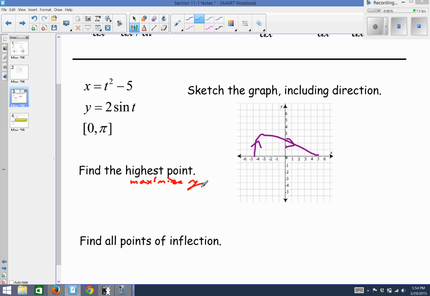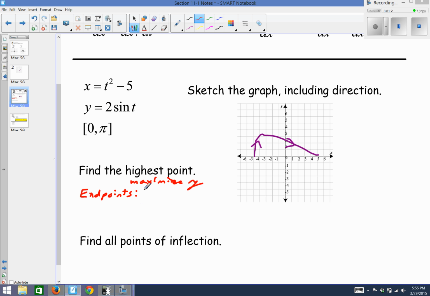If I wanted to find the furthest right point, that would be maximizing x, so I would use dx dt. If we're finding the furthest left point, that'd be minimizing x, still dx dt. If I wanted the lowest point, that's minimizing y, I want dy dt. But I want the highest point, so I'm maximizing y, which means I would look at the endpoints. This is going back to when we were doing optimization with our derivatives, which I believe was chapter 5.